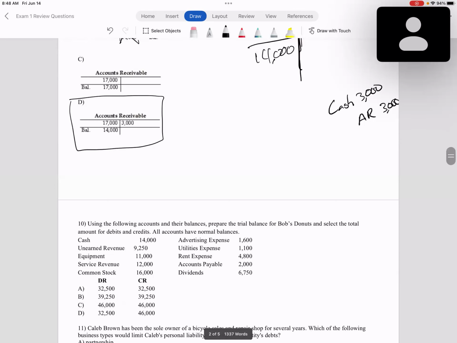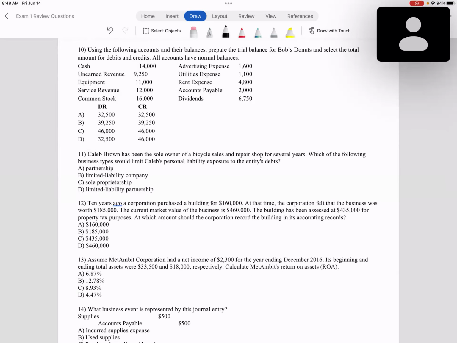Just practice it. Okay, so using the following accounts and their balances, prepare a trial balance for Bob's Donuts. Select the total amount for debits and credits. All accounts have normal balances. Okay, sweet. This one is actually a good one to show you which ones are assets, which ones are liabilities, and which are equity. Cash is an asset, so it has a normal debit balance. Unearned revenue is a liability. Remember, that's where we've received cash early, but we haven't done the work. So that has a normal credit balance.